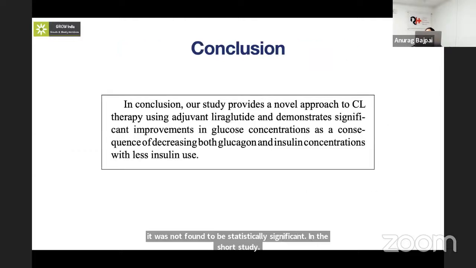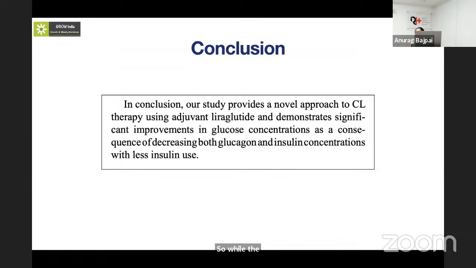So while in the short 24-hour study, liraglutide was found to be statistically significant in terms of lowering the prandial glycemic variability and reducing insulin requirements, which phase of study would you put it to? Preclinical. So it's more like a dose finding impact. This has to be a bigger study in terms of that, but it does hold promise in that regard.